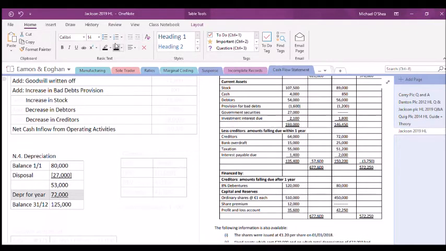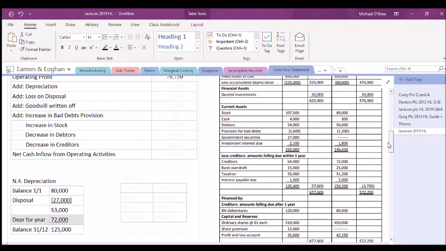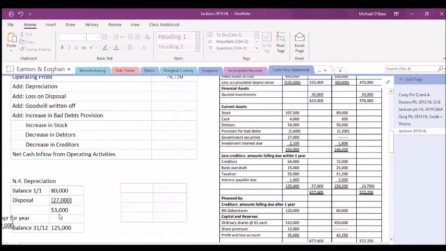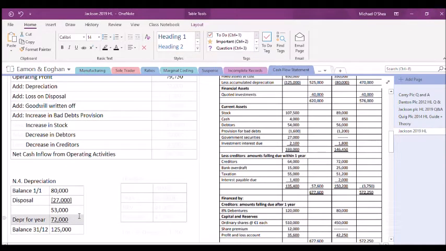72,000. So to go through it again, I have my depreciation at the first of the first, which is 80,000, but I have depreciation at the end of the year of 125,000. But during the year, I would have disposed of an asset, and the depreciation on that was 27,000. And therefore, this has to be taken into account. My depreciation didn't just jump up 45,000 from 80 to 125. It has to actually include this 27,000 here. Once you take it out, you get this value. This is what my depreciation was for the year, 72,000.